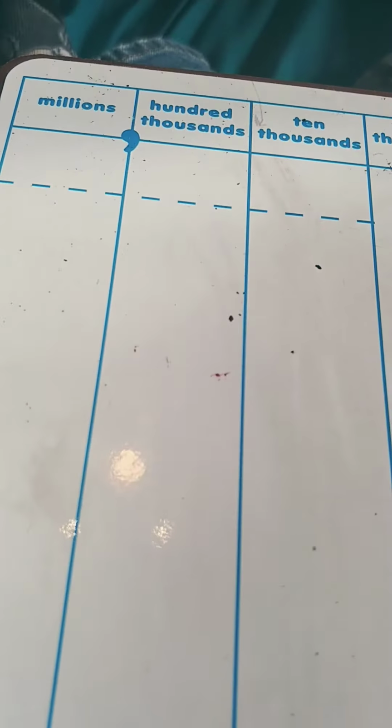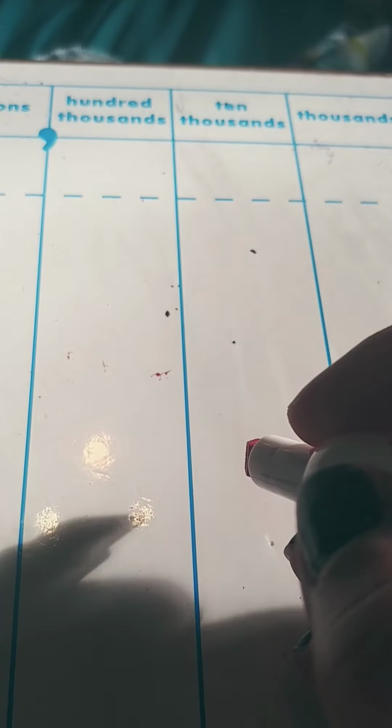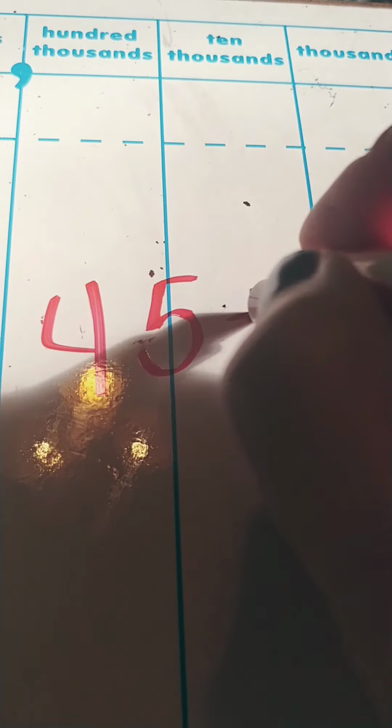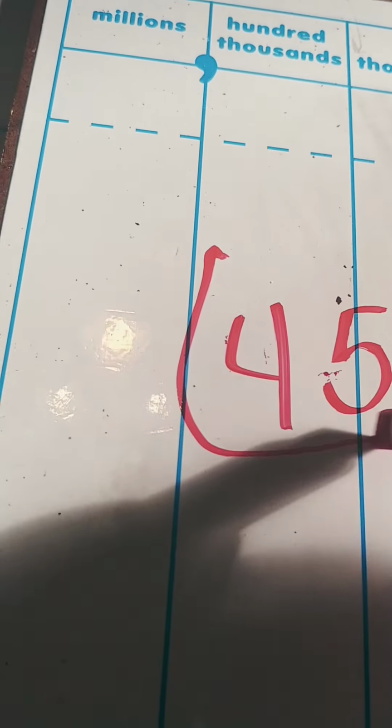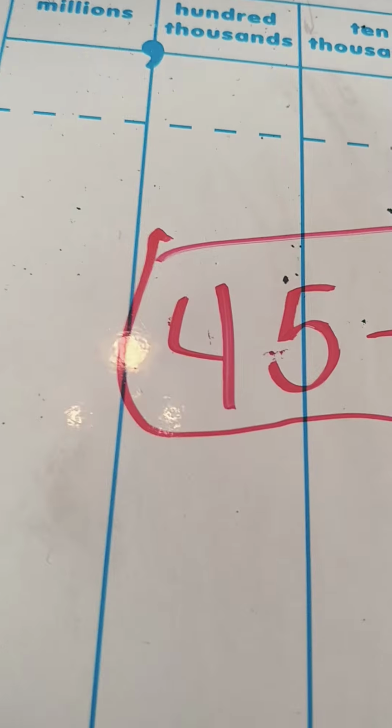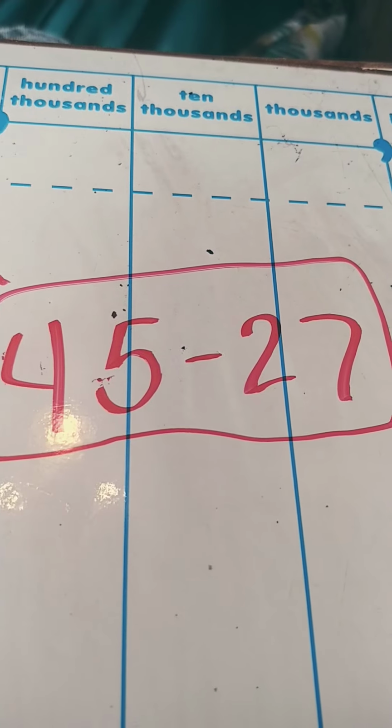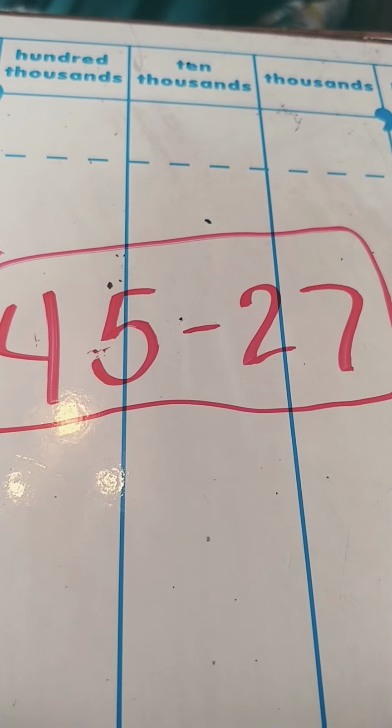This is Gasho's intervention, and today I'm going to show you how to do two-digit subtraction with regrouping using the standard algorithm. So I am currently writing a problem, and the problem is 45 take away, or minus, 27.